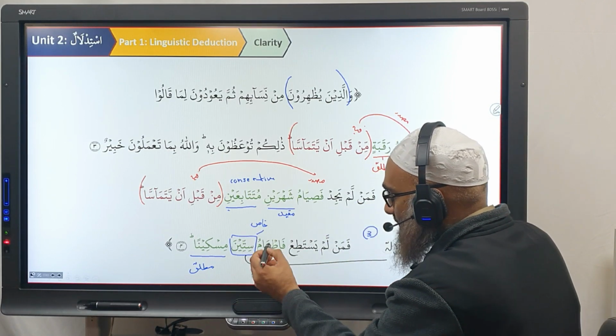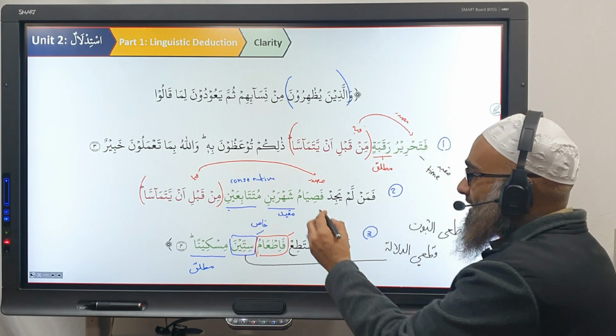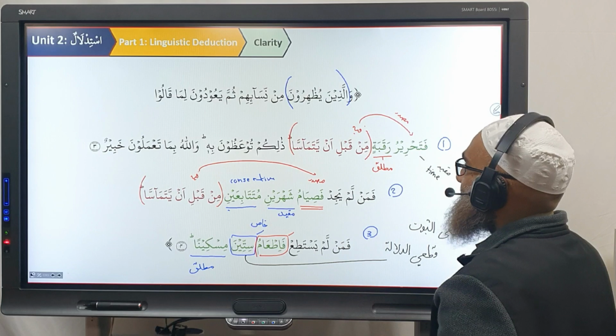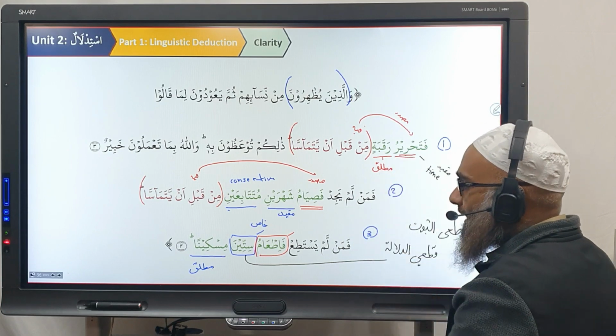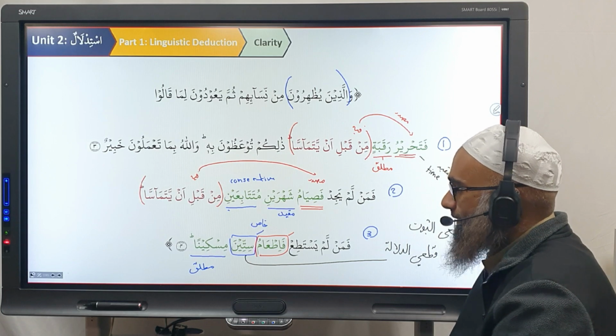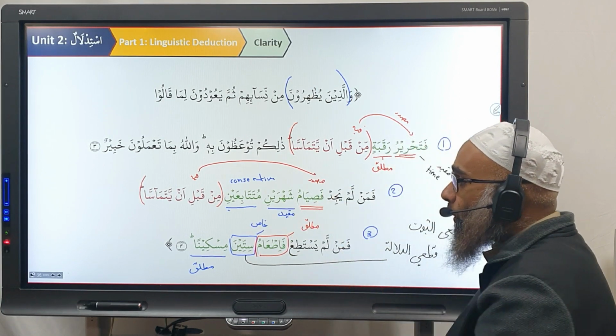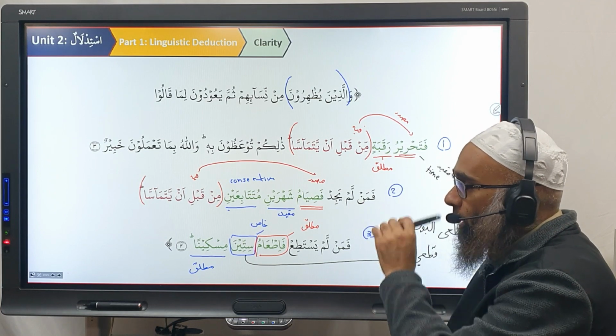Now it'am, in terms of time, is this mutlaq or muqayyad? We said siyam is muqayyad with min qabla an yatamasa. Tahrir is muqayyad with qabla an yatamasa. Is it'am mutlaq or muqayyad? It's mutlaq. Would we bring the qaid over from the top two?